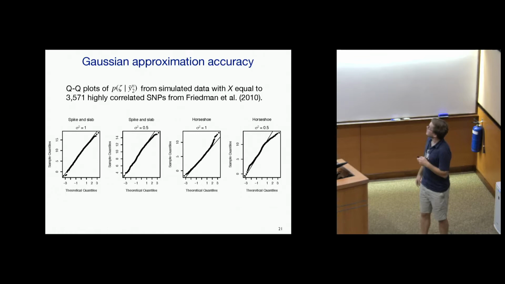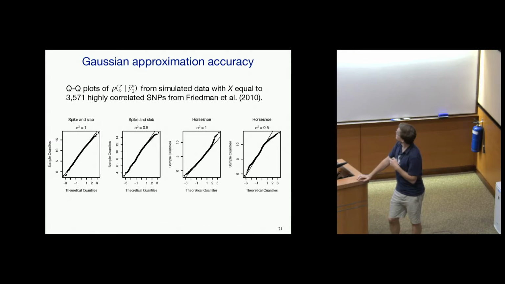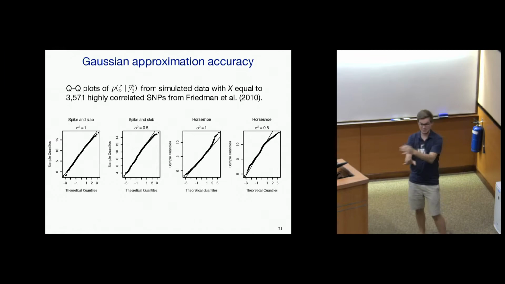Then we can look at a QQ plot, a normal plot, to see whether this distribution looks Gaussian or not. Here we generate the data with different error variances, so different sigma squareds. We're also using different priors. We're using a spike and slab prior, but we've also tried a different prior, a horseshoe prior. ERGA works as long as the prior is separable, so we can apply it.